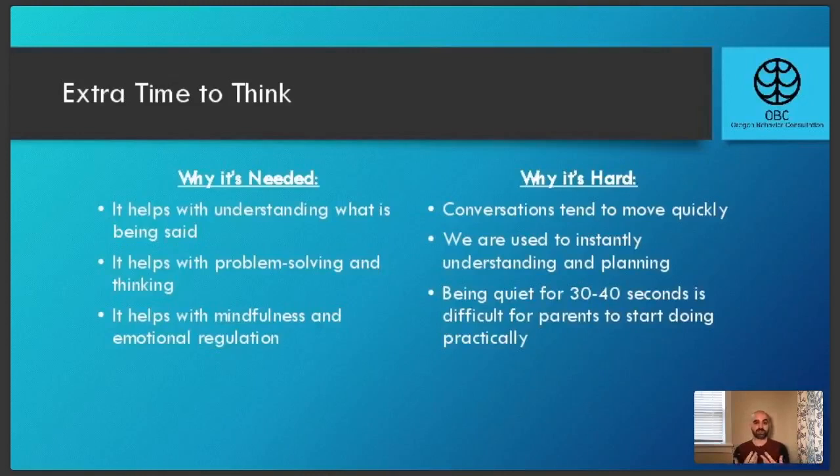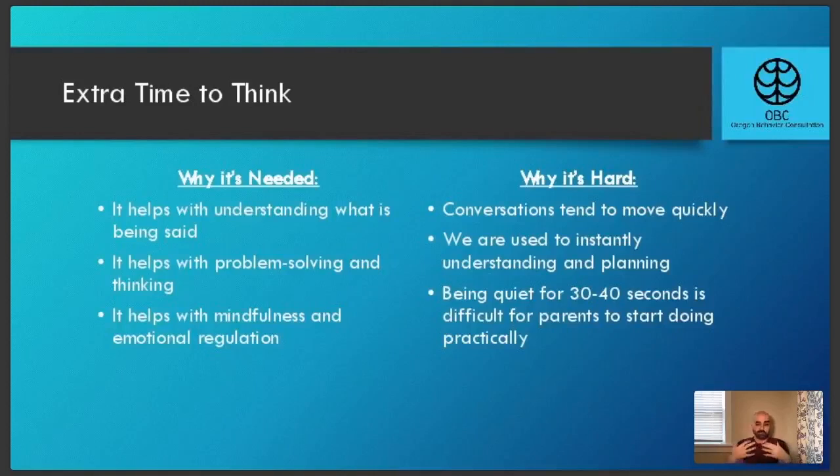So when we give somebody time to think, they can actually do more planning, they can understand more, they can process situations, and it can also help us with mindfulness, which we're going to be talking about a little bit later. Giving extra time to think is not an option. It has to happen.